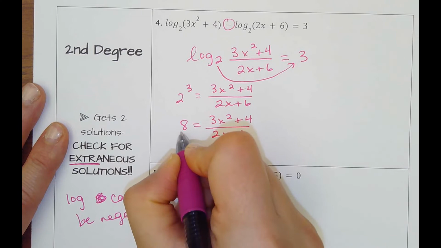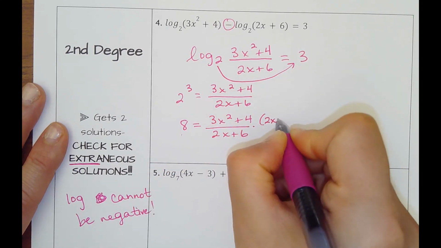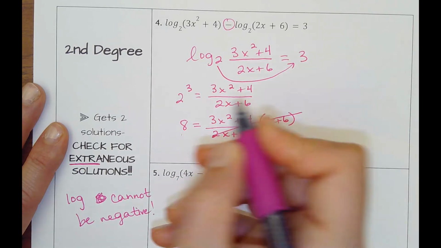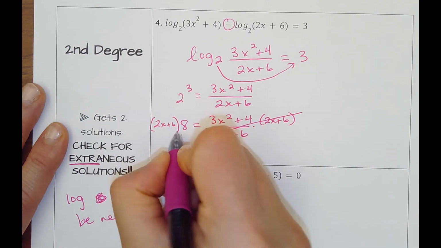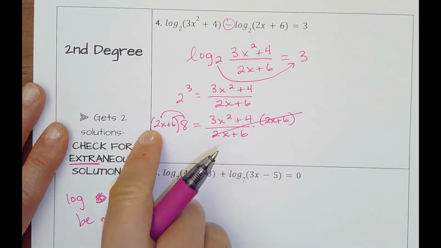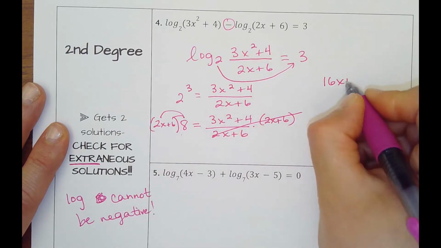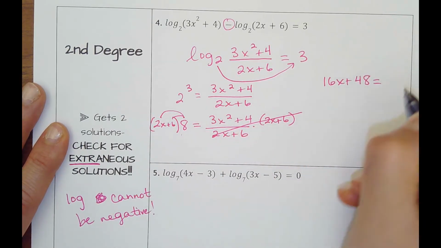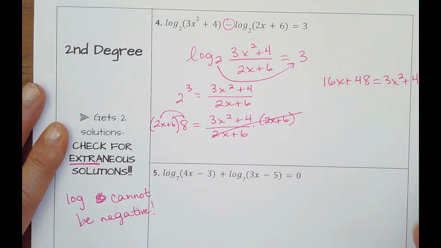This is 8 over 1, so you could cross multiply, or I want to multiply by this denominator to get rid of it. I'm going to distribute the 8. 8 times 2x is 16x. 8 times 6 is 48. Equals my numerator, 3x squared plus 4.